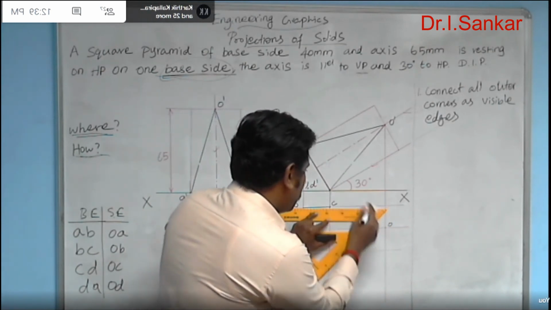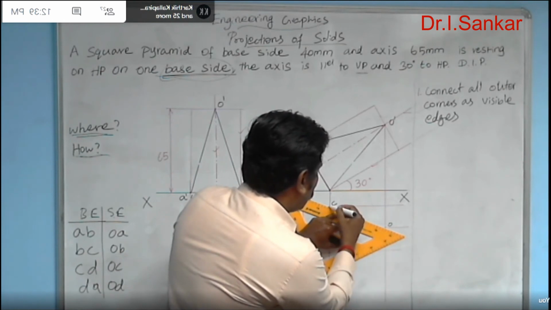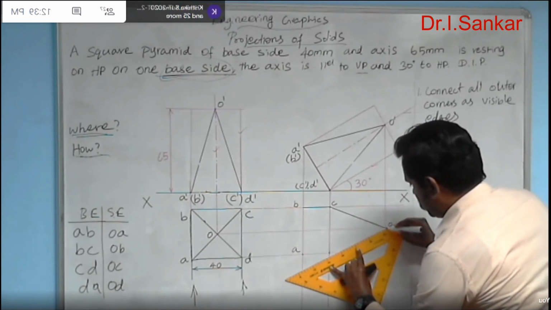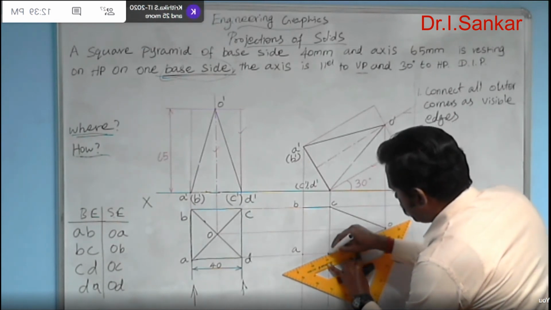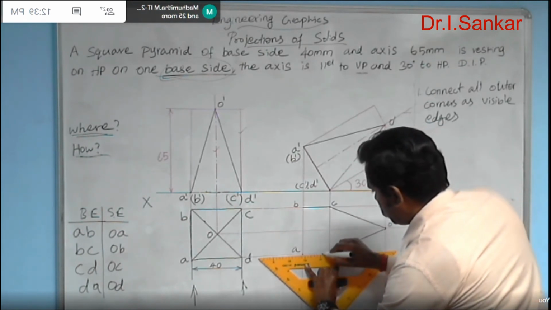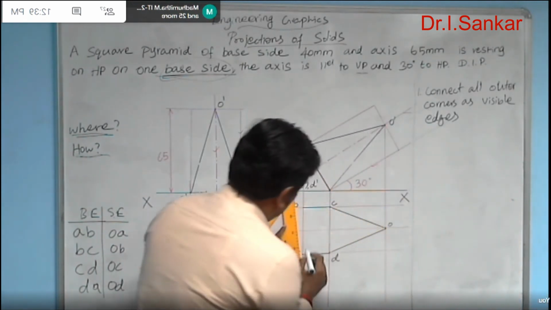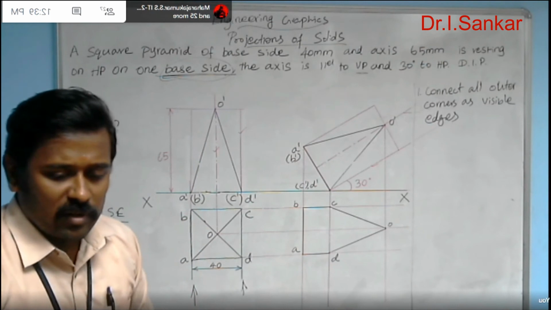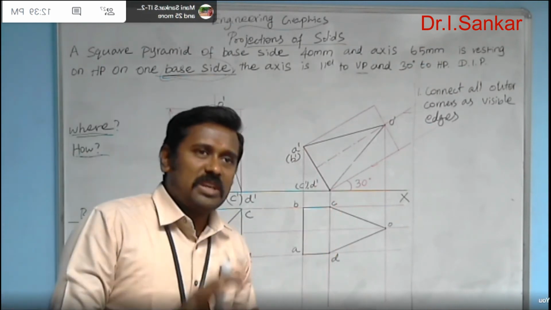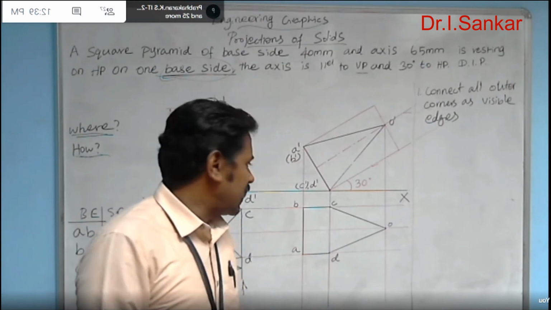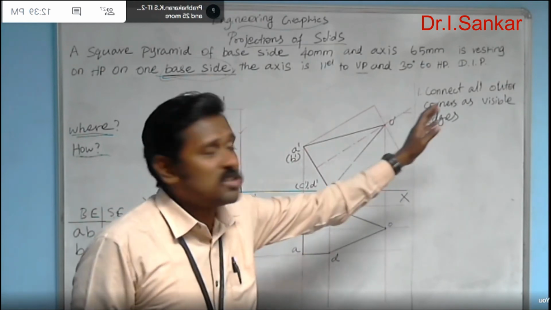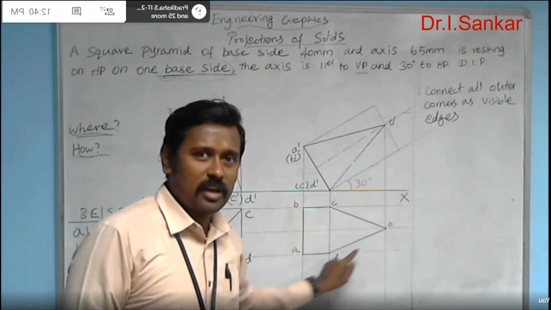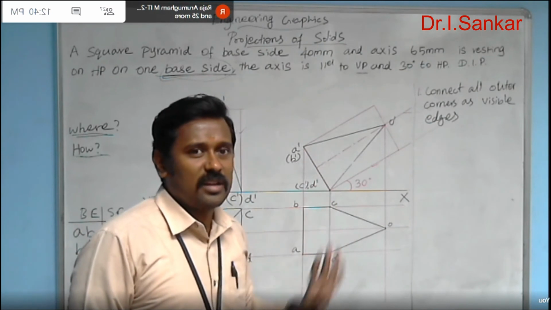I am connecting BC, I am connecting OC, I am connecting OD, I am connecting OA and I am connecting AB. Irrespective of considering the base edge or side edge, I just connected the outermost corners as visible edges. Why am I telling it is visible edges? I am connecting with the narrow line, continuous narrow line. I am not using the dashed line format here.